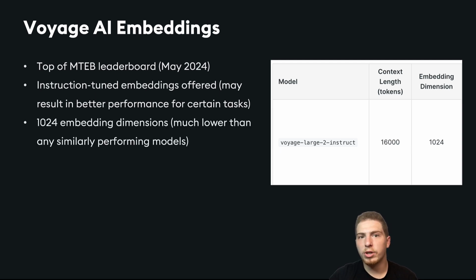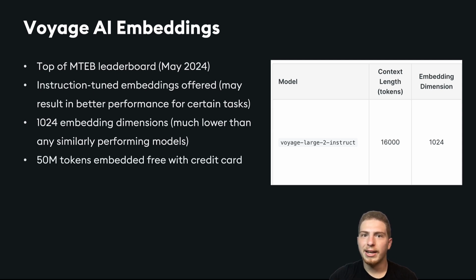This model works very well out of the box with no additional instructions. It has 1,024 dimensions. Now, if we compare that to the other models at the top of the MTEB leaderboard, it's much lower. Most of these models have thousands more dimensions, which means you get better performance at lower latencies. Another advantage with Voyage AI is that it has an excellent free tier, 50 million tokens embedded for free. I haven't hit this rate limit yet, and I've been doing my best to hit it. Now, if you don't have a credit card, you could still use the Voyage AI embedding API for free, but the rate limits are going to hit you extremely quickly.